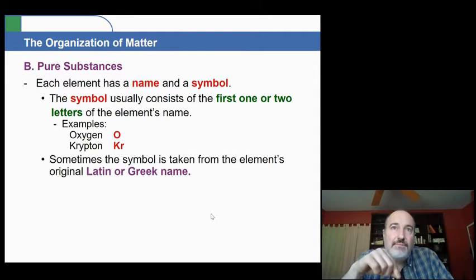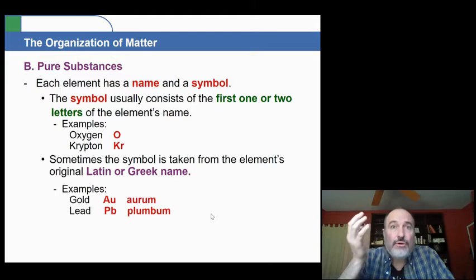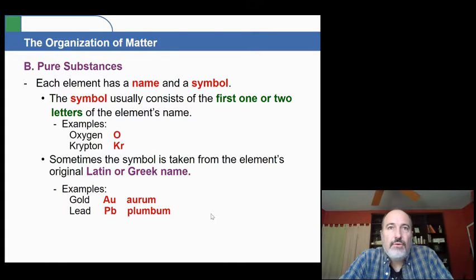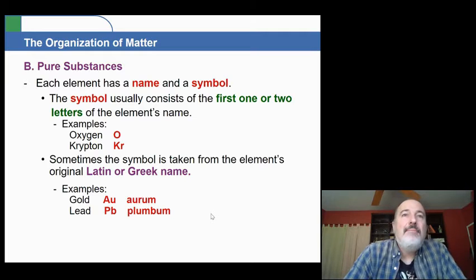Okay, but sometimes the symbols are kind of weird because they are taken from the element's original Latin or Greek name. For example, gold, the symbol is Au. All right, that's from the Latin for gold, which is aurum. And for lead, the symbol is Pb from the original Latin word plumbum. All right, love that one, plumbum.